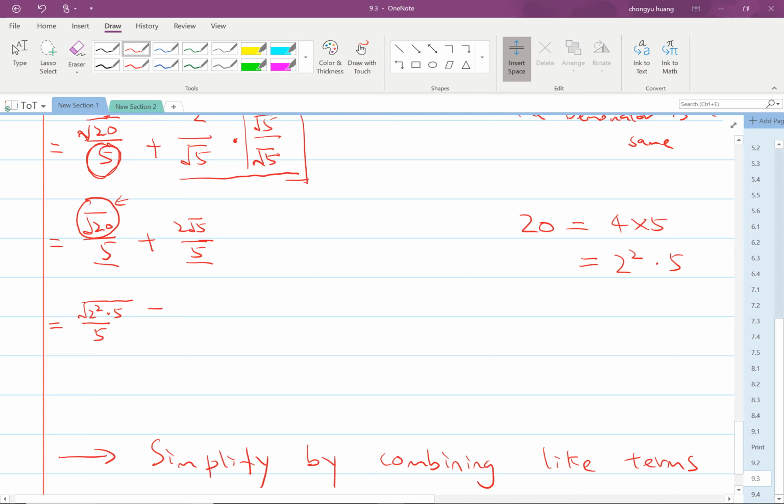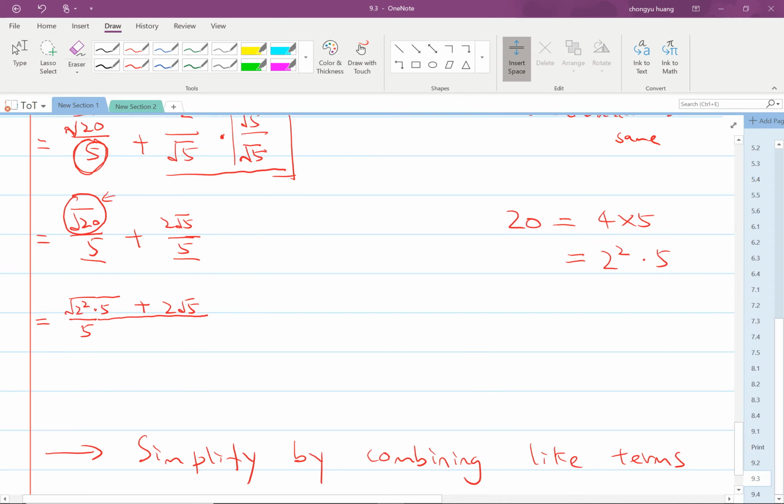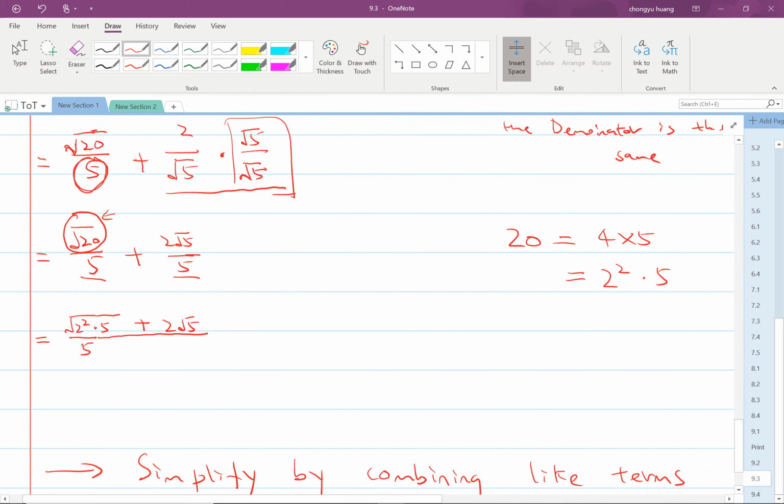And then we have plus 2 square root of 5. Of course, you can see we have the same denominator, so you are able to add those numbers together. After we simplify a little bit more, it becomes 2 square root of 5, plus 2 square root of 5.